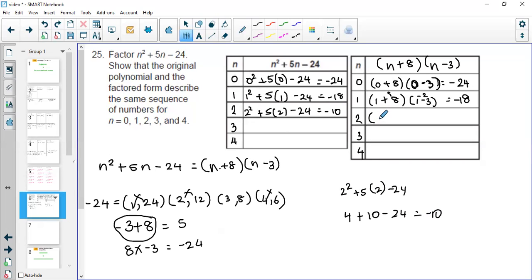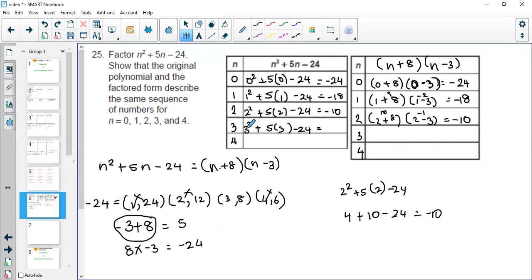Let's check with the factorization. If I have the same factorization, is that going to give me the same answer? 2 plus 8 is 10. 2 minus 3 is negative 1. So 10 multiplied by negative 1 is going to give you negative 10. Similarly, we will do that for all the remaining numbers. I hope I do not need to explain each step here.